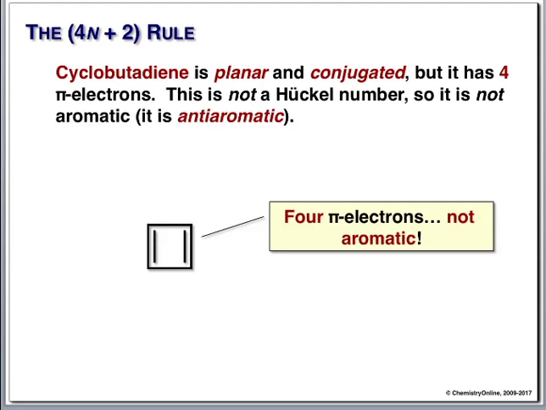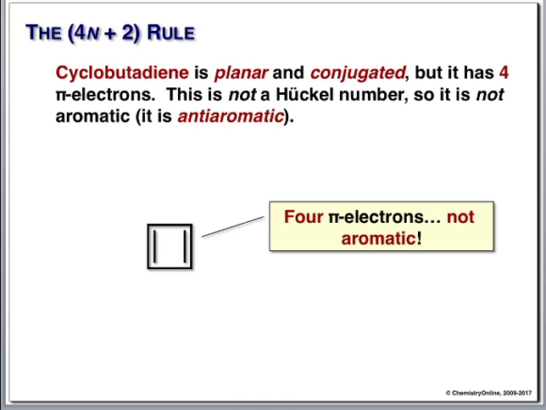So let's look at our first anti-aromatic compound. Here we have cyclobutadiene. Now we look at this guy, and it does have two double bonds, they are conjugated. You can write lots of little resonance structures flipping them around. But this compound is so unstable that it essentially does not exist. The reason it does not exist is that it is anti-aromatic because it has 4 pi electrons, and that's not a magic Huckel number.